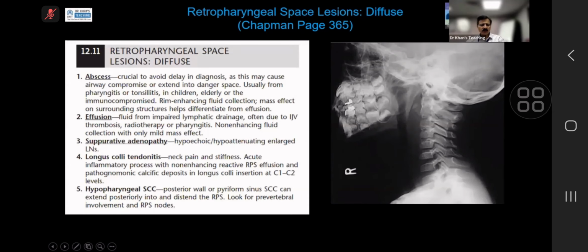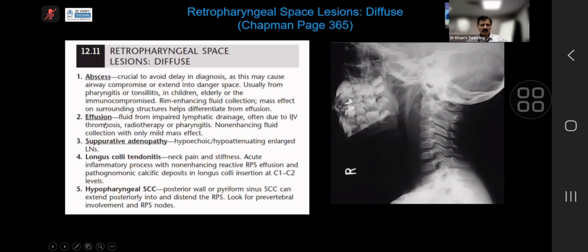So this is the retropharyngeal space. And the key thing is, an abscess is crucial to avoid delay, as this may cause airway compression and extend into the danger space. Remember that. And it will go into the mediastinum. So if you miss it, it's a bad miss. And beware of a normal variant which has got effusion.